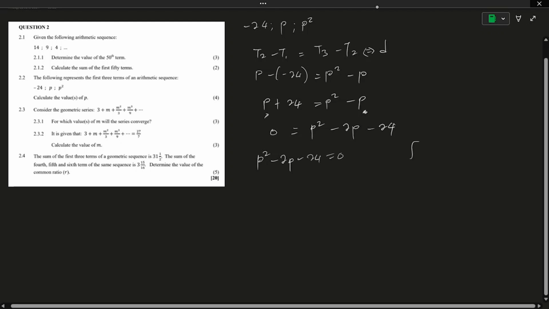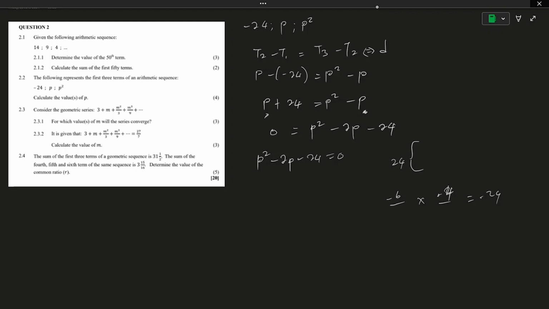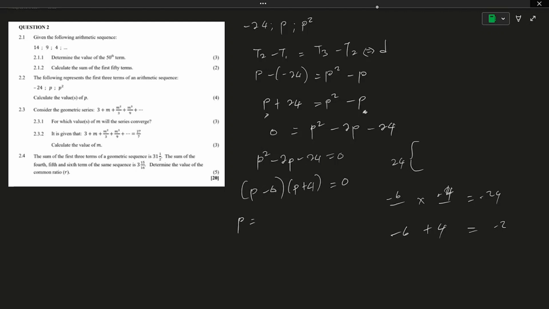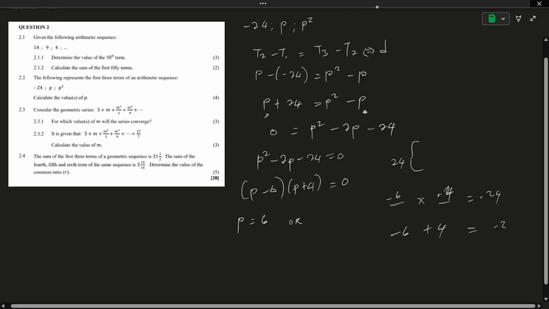So we're looking for factors of 24 that when we multiply should give us -24, and when we add or subtract should give us -2. So I am thinking of -6 and +4. So -6 multiplied by +4 gives us -24. -6 plus 4 gives us -2. So we can say (p minus 6)(p plus 4) should be equal to 0. And our p's, because they said calculate the values, are in brackets. So we can say p is equal to 6 or p is equal to -4, just like that.